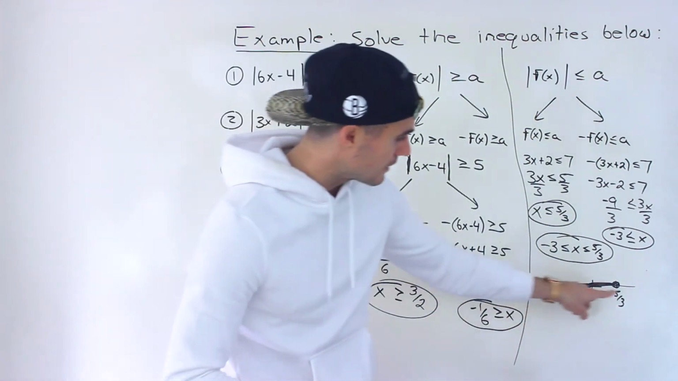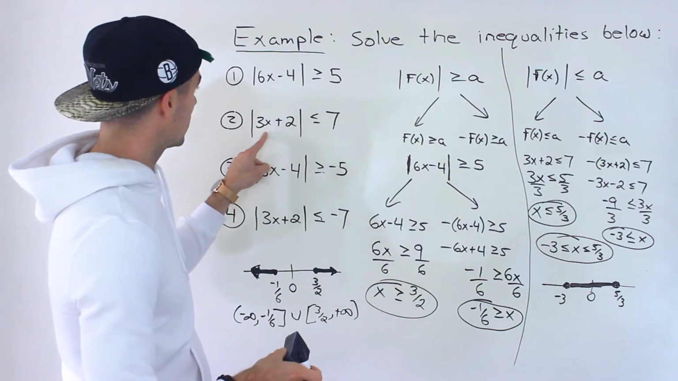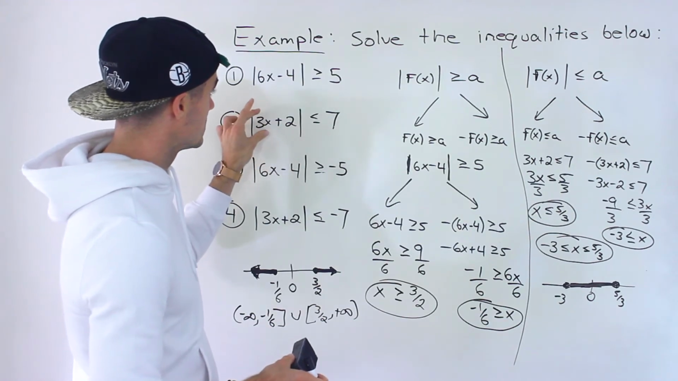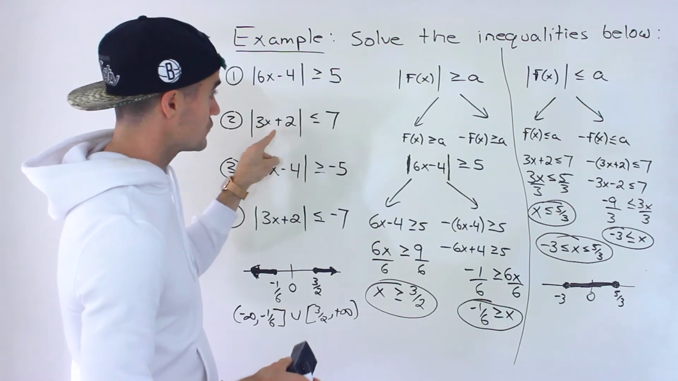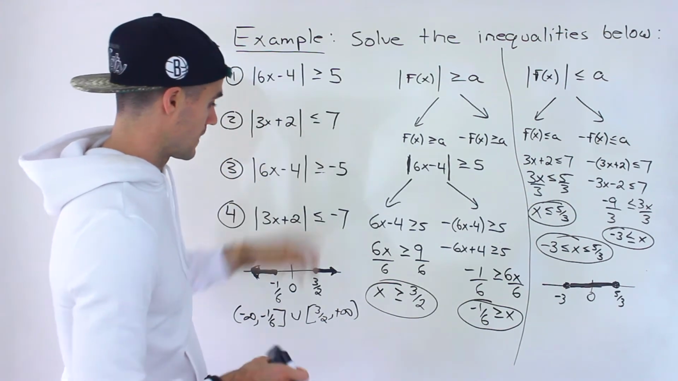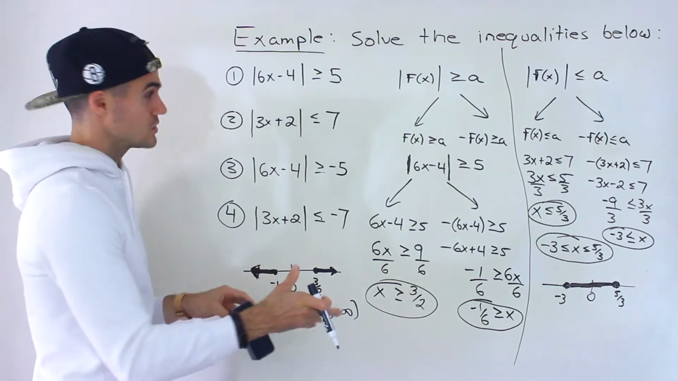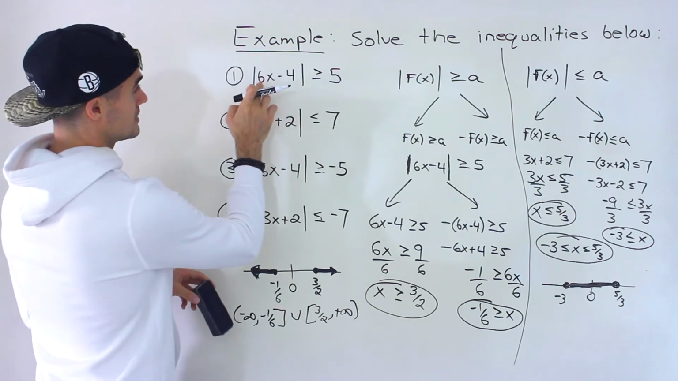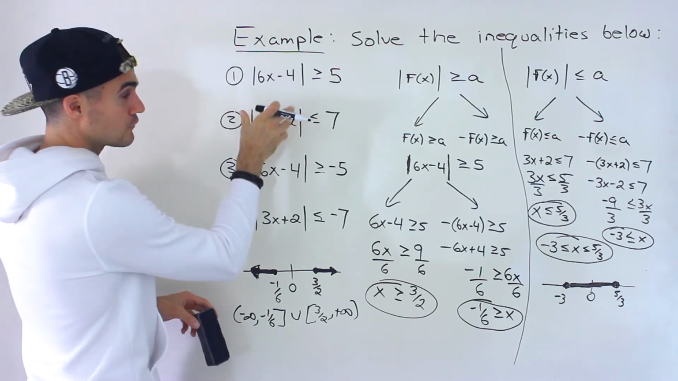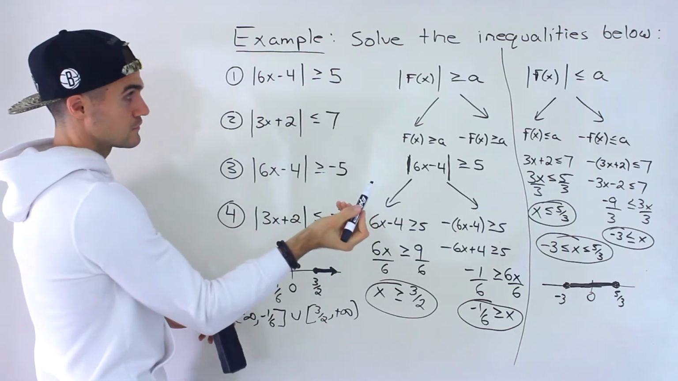And then you could test your solution. You could pick x values in between. So let's say we pick 0. If we plug in 0 over here, 3 times 0 is 0, plus 2 is 2. Absolute value of 2 is 2, and 2 is less than or equal to 7. Versus here, with the first one, notice that 0 is not within the solution. So if we plug in 0 here, notice 6 times 0 is 0, minus 4 is -4. The absolute value of -4 is +4, but notice +4 is not greater than or equal to 5.